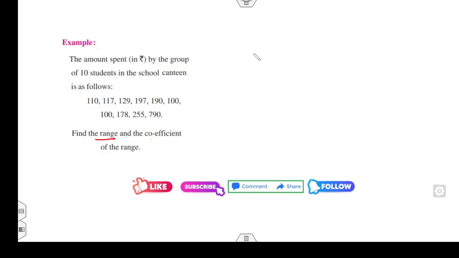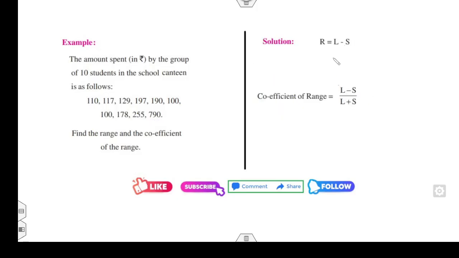So first of all, you can see what is the largest element. The largest element is 790. What is the smallest element? The smallest element is 100. Fine. So can you calculate the range? The range will be L minus S. So the answer will be 690 is my range. Fine, 790 minus 100, 690. It is measured in terms of rupees. If it is a dollar, then it's a dollar. If it is a euro, then it's a euro.